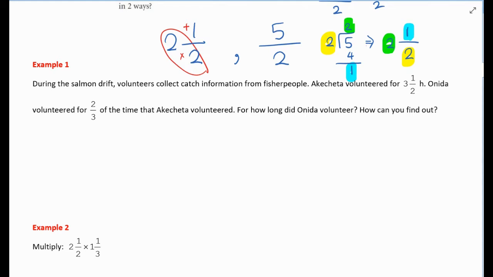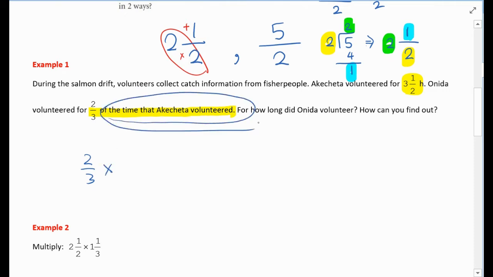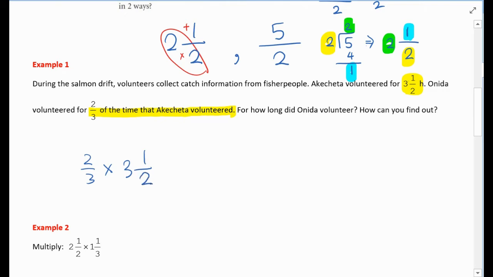Alright, everyone. So I want you to highlight. Akichara volunteered 3.5 hours, and Onida volunteered 2/3 of the time that Akichara volunteered. Okay, so let's convert this to a mathematical expression. 2/3 of is multiplication. The time that Akichara volunteered, that is 3 and 1 over 2, 3.5. And we're going to find the product of those two fractions.